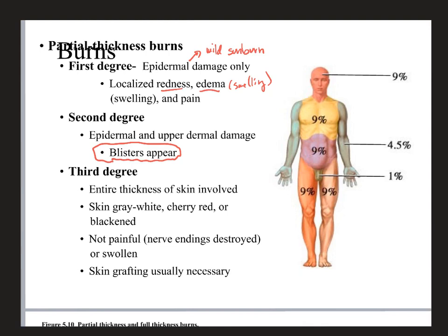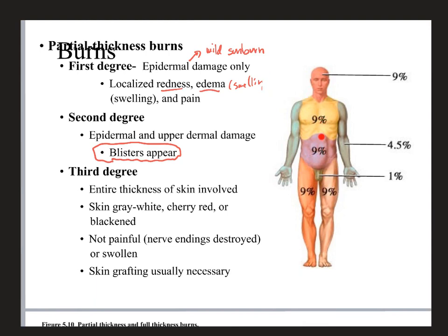Now we also estimate the severity of burns based upon how much of the body they cover. You may have heard in news reports that so and so was in a car accident and suffered second degree burns over X percent of their body, right? This is how we estimate it, and there's what's called the rule of nines. The head itself represents 9% of the body. The anterior chest and abdomen are each 9%.